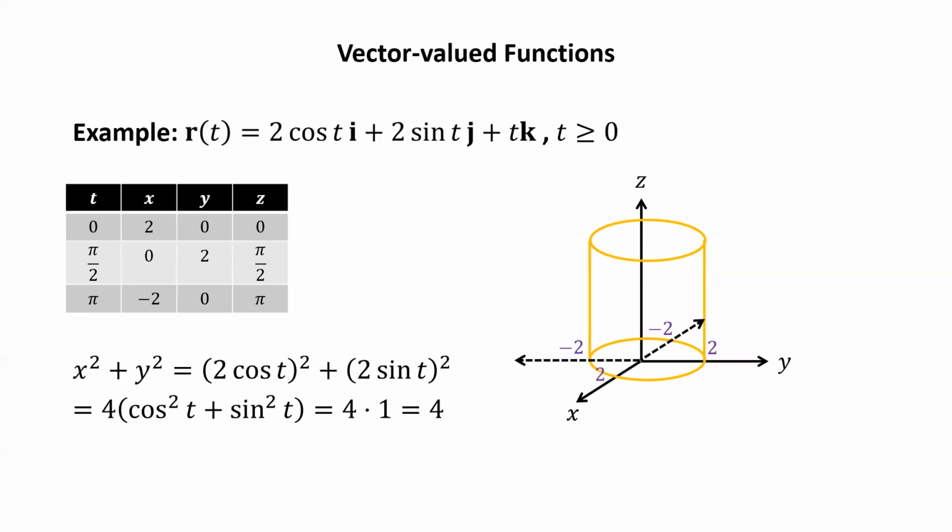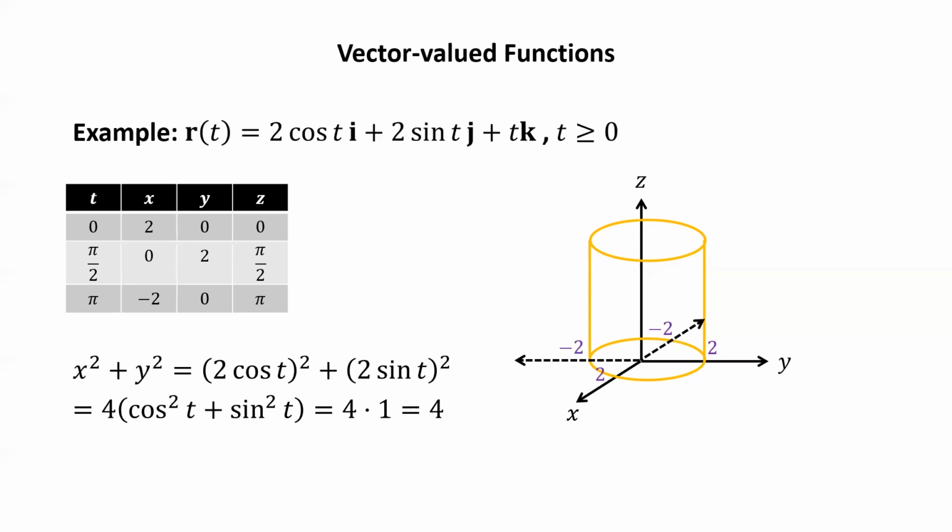And since we're plugging in t equals 0, we see that the z component, which is just t, is also 0. For pi over 2, the cosine of pi over 2 is 0. The sine of pi over 2 is 1, so the y component is 2 times 1, which is 2. And the z component is just t, so we just copy the pi over 2 into the z column there.